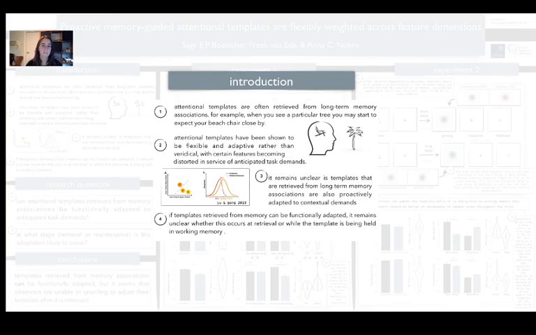However, in many of these experiments, the template is explicitly provided to the observer either at the beginning of a trial or a block of trials. As such, it remains unclear if a template that is retrieved from long-term memory can also be functionally adapted to the current task demands. Additionally, if these associative memory templates can be flexibly adapted, when does this adaptation occur?